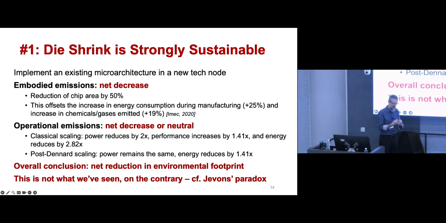But because the transistors have become less and less expensive, we've been deploying more and more transistors. Chip area has remained the same, so we have been deploying twice as many transistors as we go from one tech node to the next. As a result, we end up with a net increase in carbon emissions, in contrary to what we would have achieved with simple die shrinks.